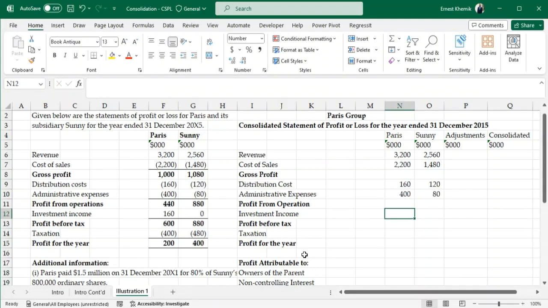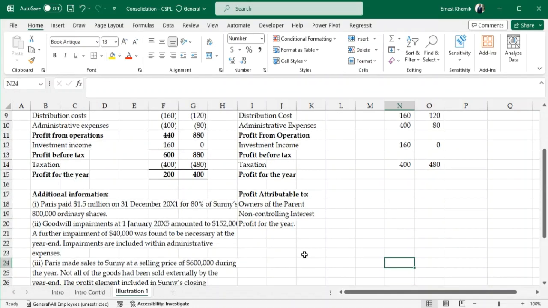Then we have our profit from operations. Investment income, we have 160, we have 0 for the sub. Then our income tax, we have 400 for the parent, we have 480 for the sub. Alright, so then we will have our profit for the year. Now that we have this, we are now going to the additional information and then work out any adjustments that we need to make on these figures before we finally consolidate them.